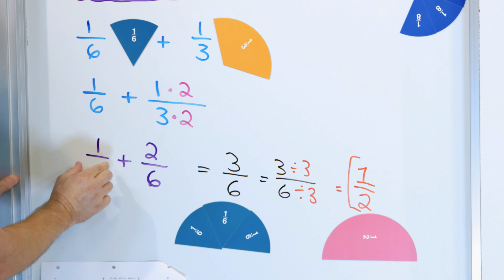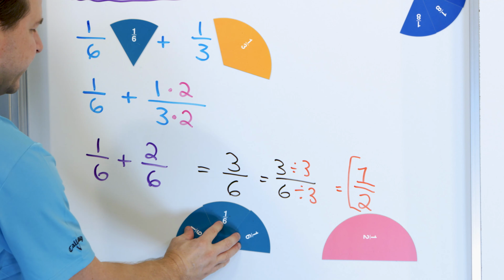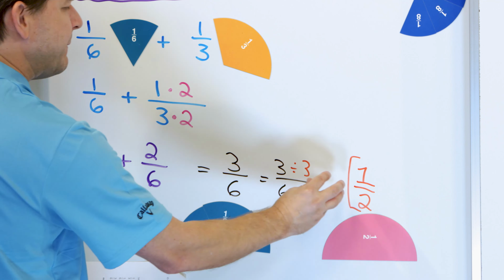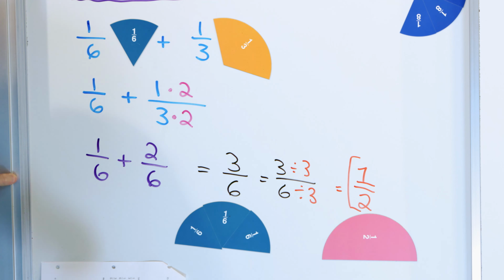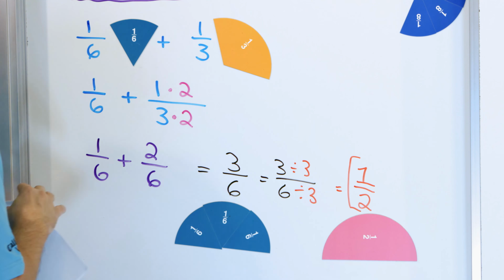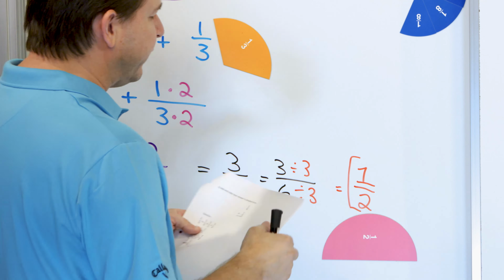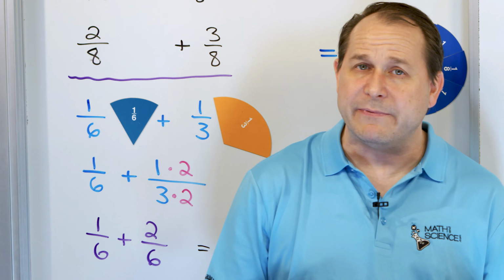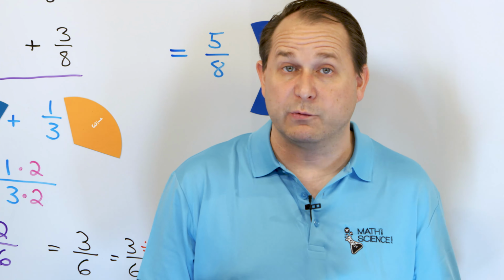So when we take 1/6 plus 2/6, we get 3/6, and this 3/6 is the same amount as the simplified fraction 1/2. So we would say the original fraction 1/6 plus 1/3 is 1/2. So we're only going to use these magnets here for the first couple of problems. We're going to drop them very soon, but it's good to have a visual of what you're doing.